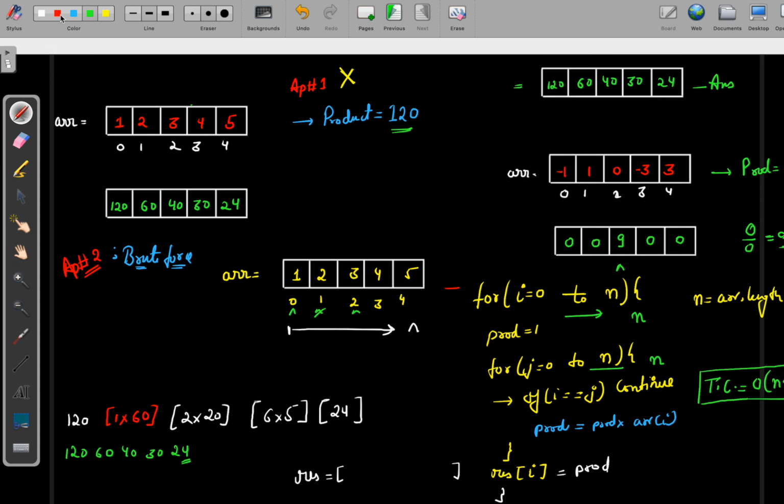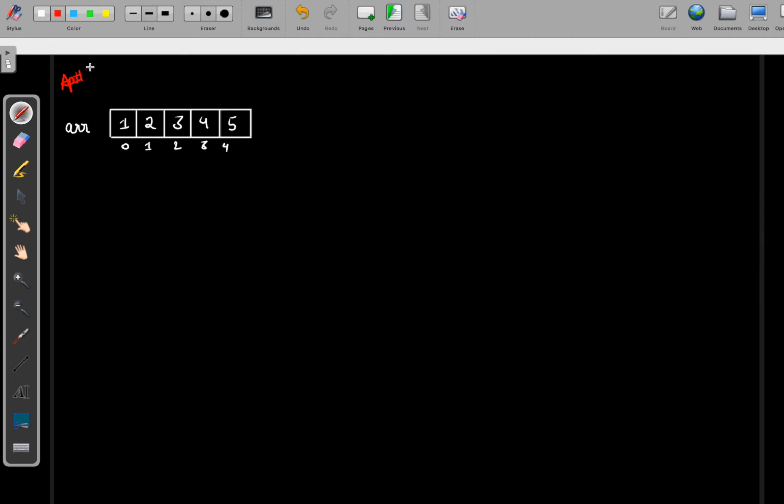So this we need to optimize, right? We need to work on this time complexity. Okay, so now let's see how we can optimize it. Let's apply some optimization here. That will be our approach 3.